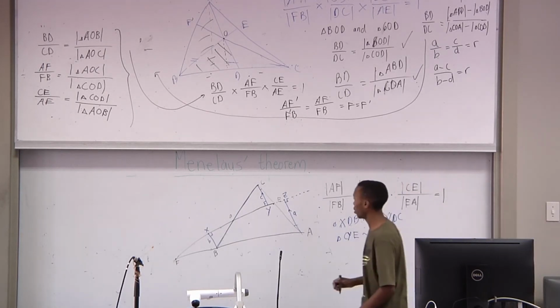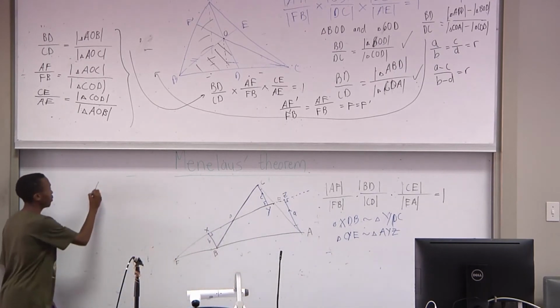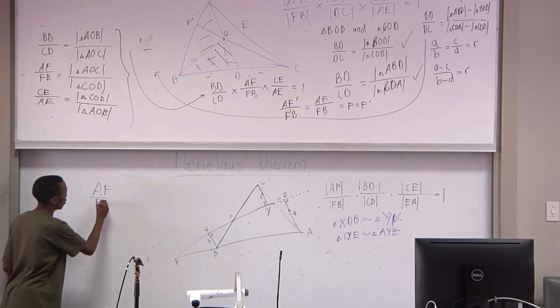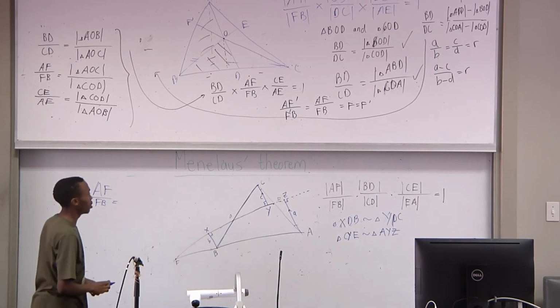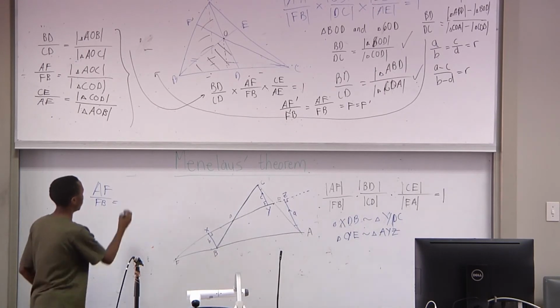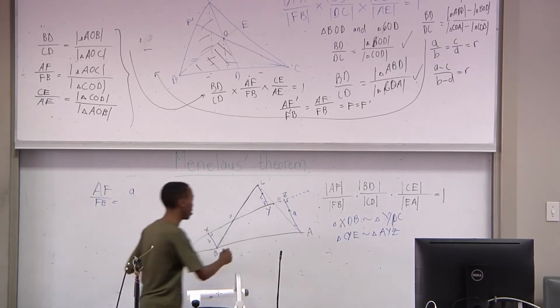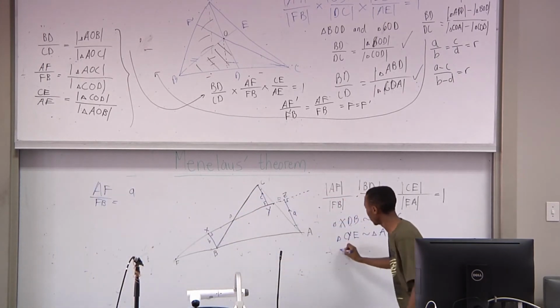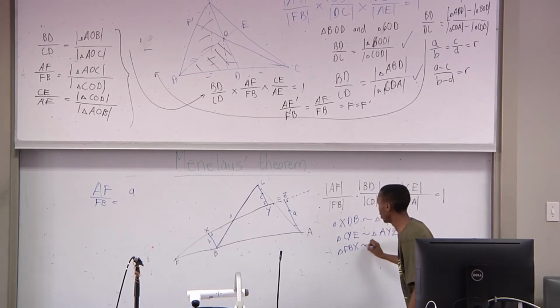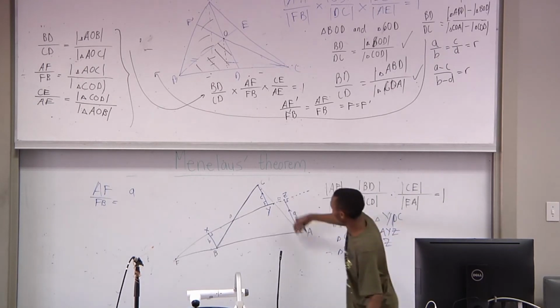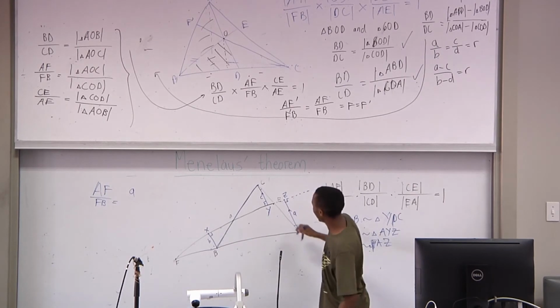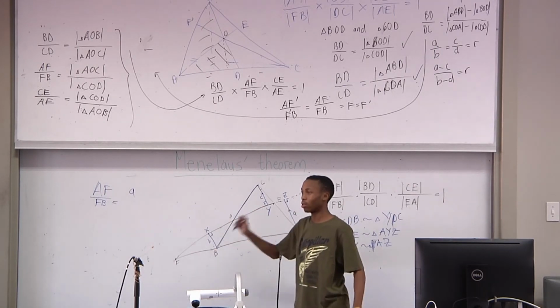AF divided by FB is equal to A. Oh no, I forgot to mention two other similar triangles. Triangle FBX is similar to triangle FAZ as well. Because those two are parallel, that angle is equal to that, and that's 90, and that's 90, and that's common.